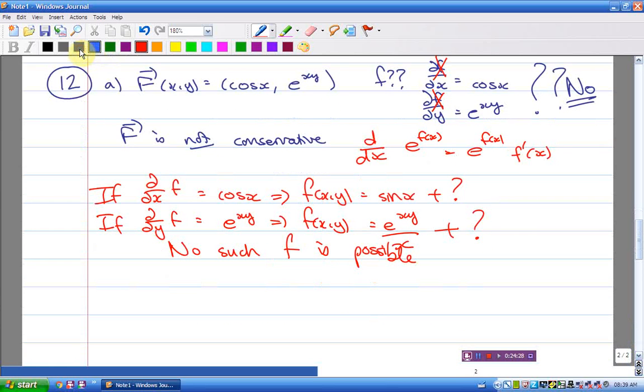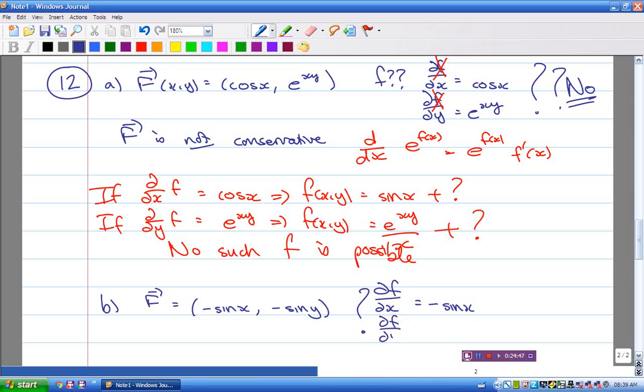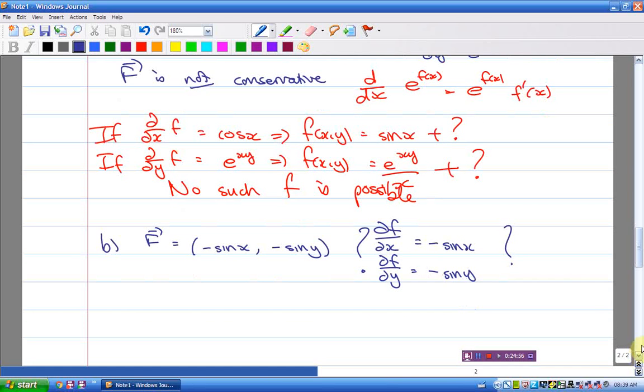Let's look at B. B has minus sin x, minus sin y. In other words, we're asking, is it possible to find a little f such that its x derivative is minus sin x, and its y derivative is minus sin y? Is it possible to create such a little f, to design a little f that makes that happen? And the answer is yes. Because we can design little f to be cos x plus sin y. No, cos y, sorry.